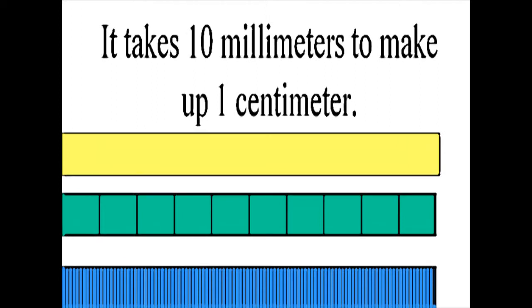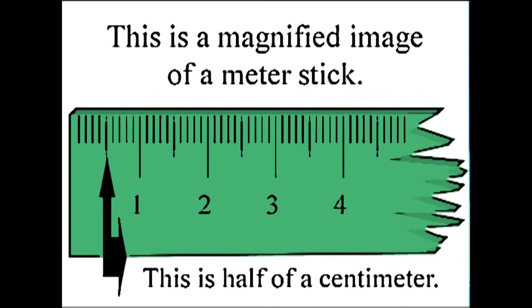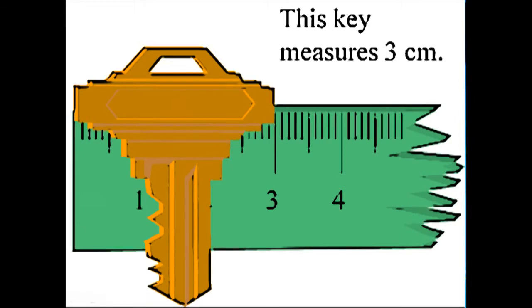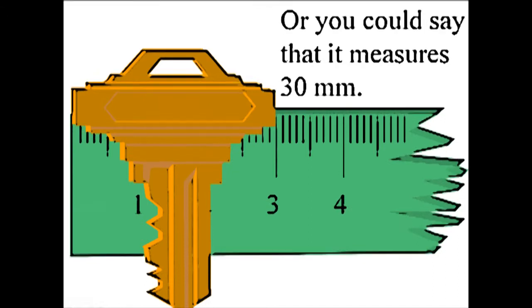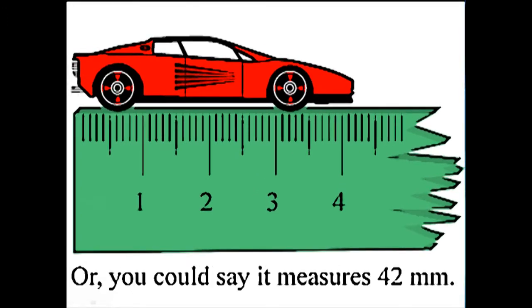You know that. Alright, it takes 10 millimeters to make up a centimeter. This is a magnified image of a meter stick. You see the one, that's centimeters. You see that one right there? That's a half a centimeter. You see the small little one at the far end? That's a millimeter. So when you measure stuff, it's very simple. This key is 3 centimeters or 30 millimeters. Exactly the same thing. It just depends on how you want to measure it, in centimeters or millimeters. Toy car, 4.2 centimeters or 42 millimeters.